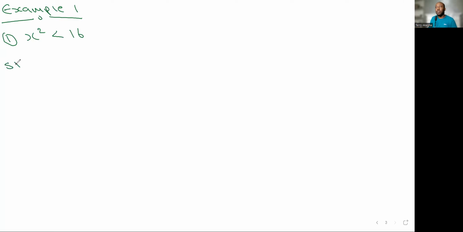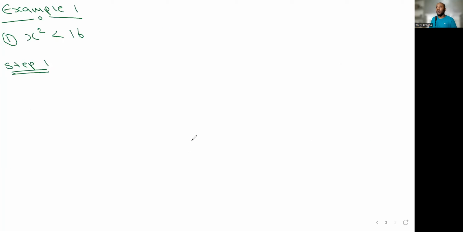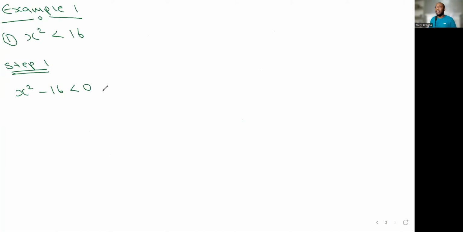So step 1: we have to transfer all the variables to one side of the equation, leaving 0. So we take 16 to the other side, which gives us x squared minus 16 is less than 0. Then the next thing is that we apply the rules in solving quadratic equations. Let's ignore the sign for now. So in step 2, we have x squared minus 16. How do I solve this to find x?